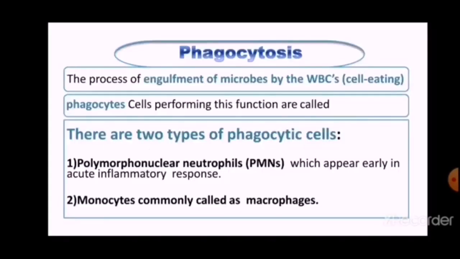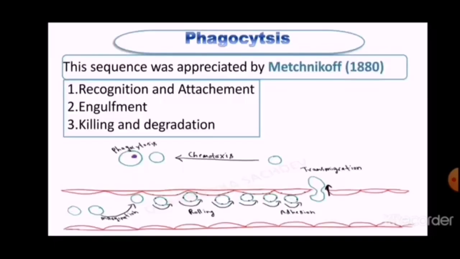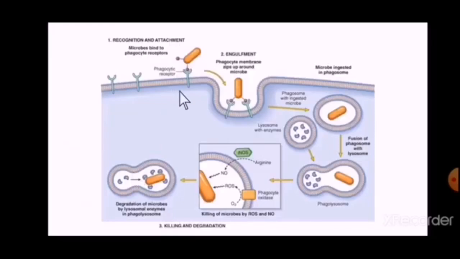Phagocytosis is the engulfment of microbes by a white blood cell, called a phagocyte. We have two types of phagocytic cells: the neutrophil, which appears early in acute inflammation, and the monocyte, which is called the macrophage. The steps of phagocytosis are recognition and attachment, engulfment, and killing and degradation.